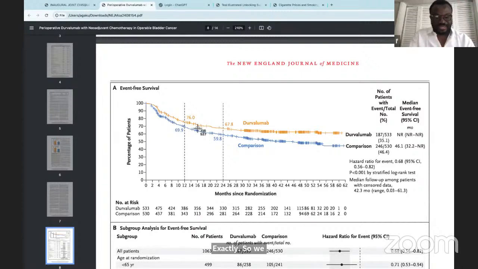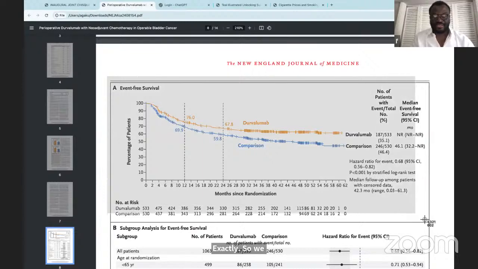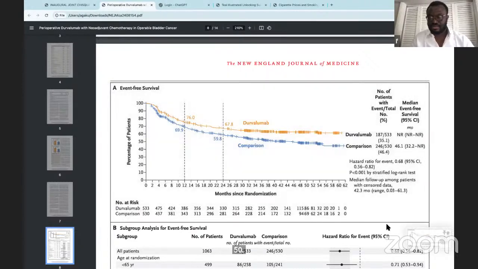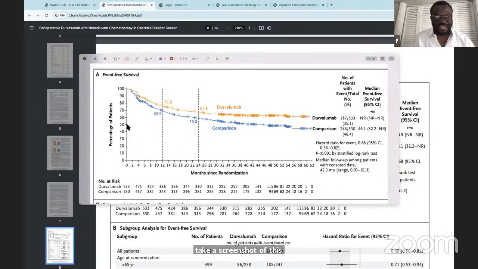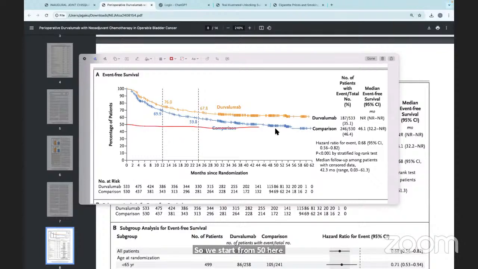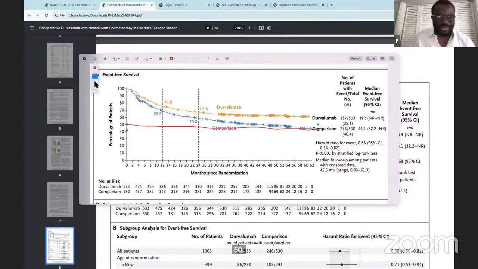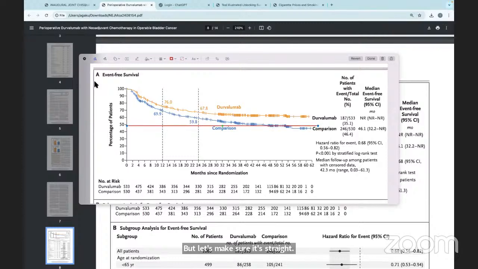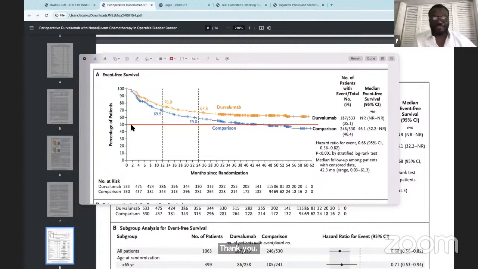Let me take a screenshot of this. So we start from 50 here, and we draw a straight line. Sorry, my line is not very straight, but let's make sure it's straight. All right. So what inferences can you make with this line?